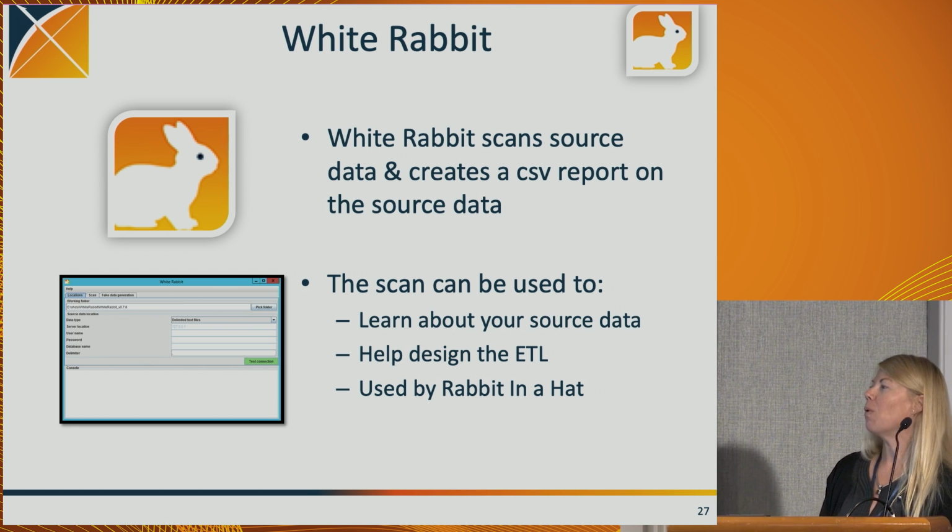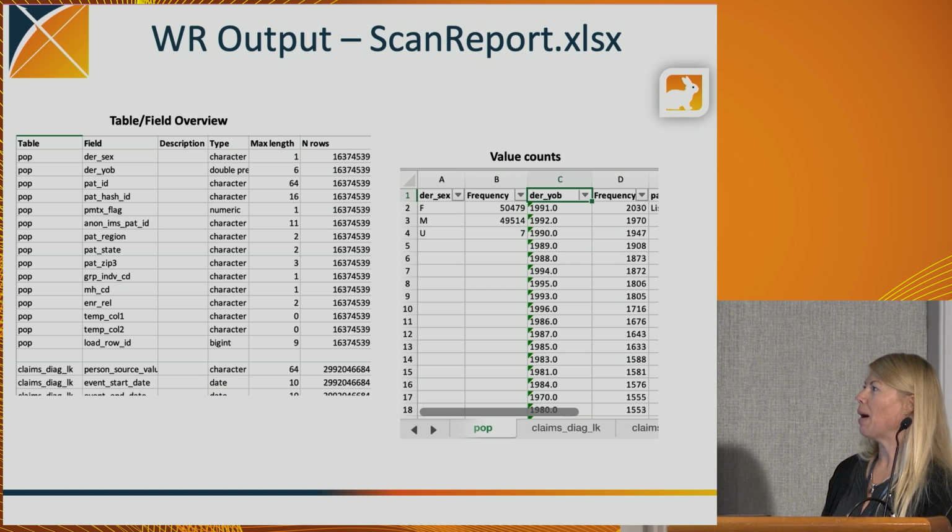So this is what the White Rabbit report output looks like. This is a scan report, and you can see two examples. You have a table and field overview; those are two tabs within the scan report. And then another tab will drill down a little bit deeper, more granular, and actually give you the different fields with the values in it and the frequency counts for those values.